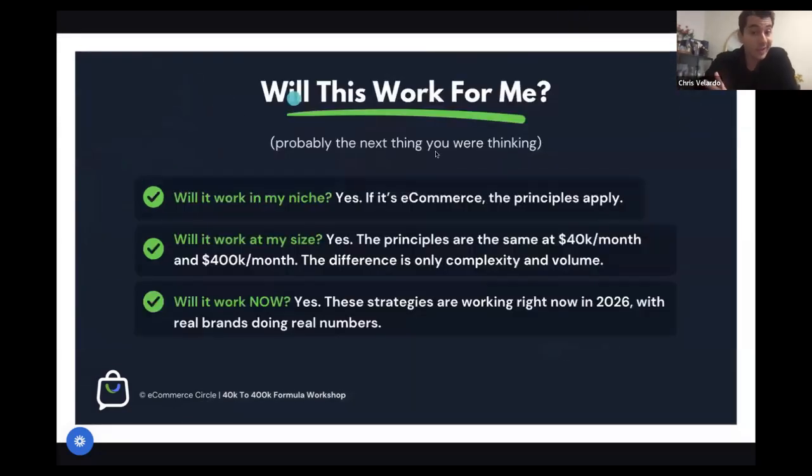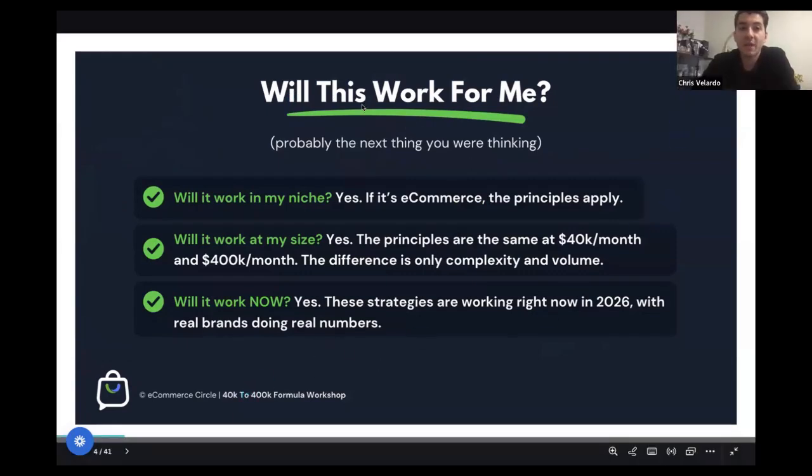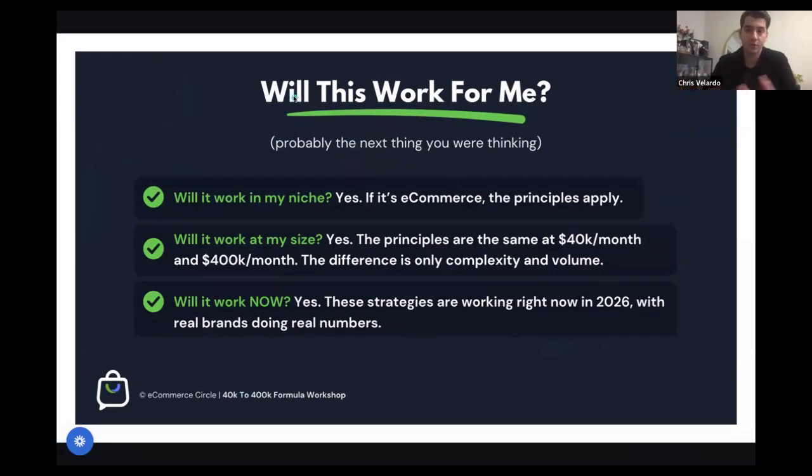So a couple of questions we usually get about this session when we bring it up is, usually when we speak about this, people just want to know, will this session work for me? Is it worth my time?